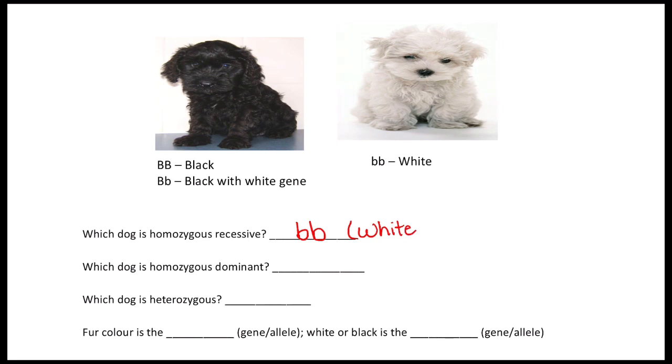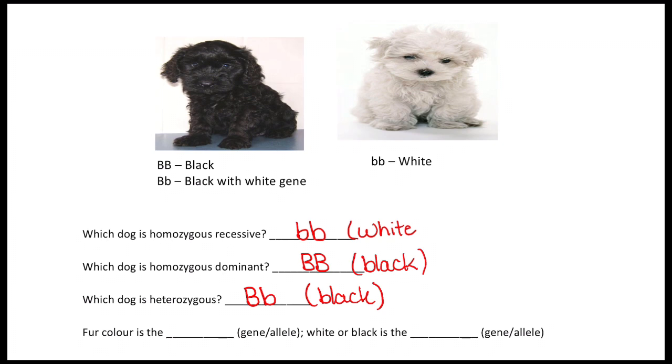Which dog is homozygous dominant? Homozygous, again, the same, and dominant means that we're dealing with the capital. So big B, big B, it is black. So black fur. Which dog is heterozygous? So this means we've got a mix of both letters. Big B, little b also has black fur.